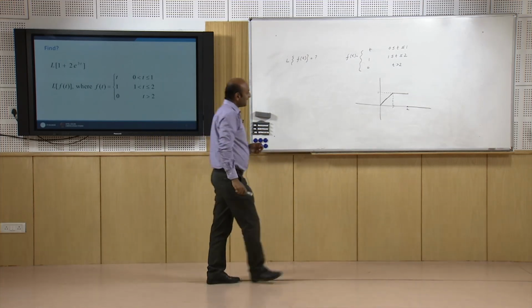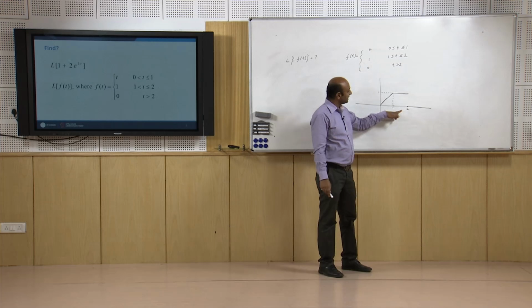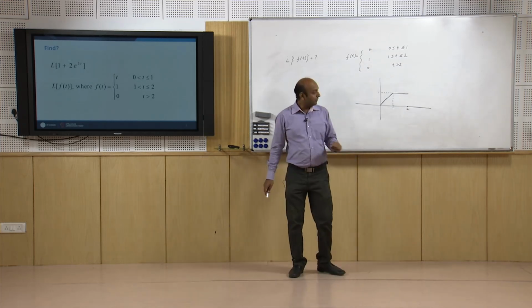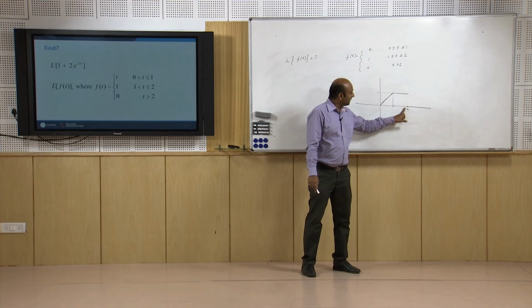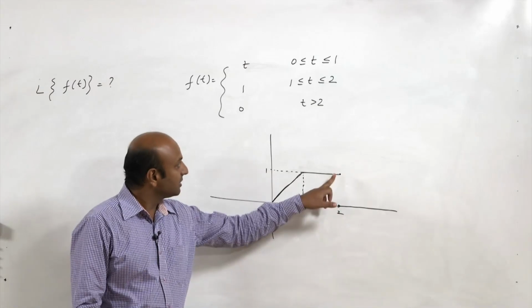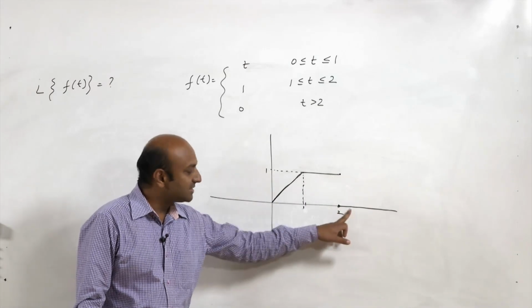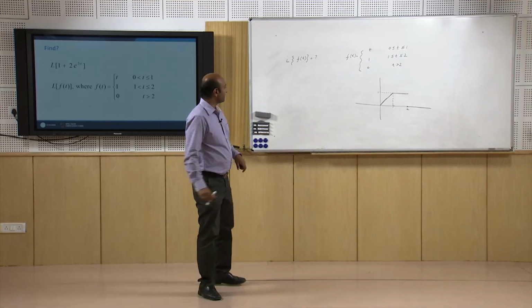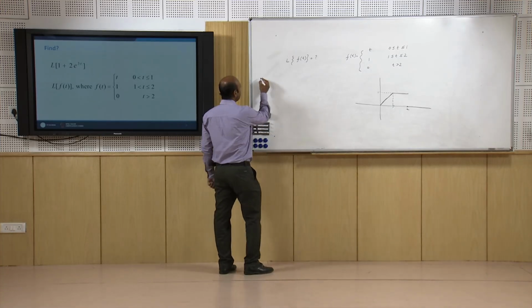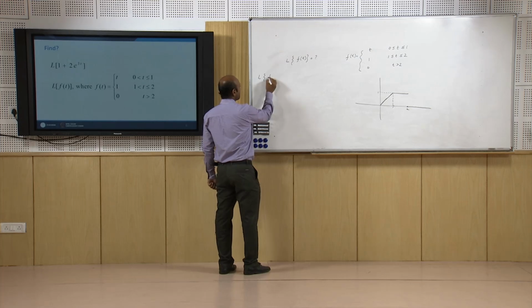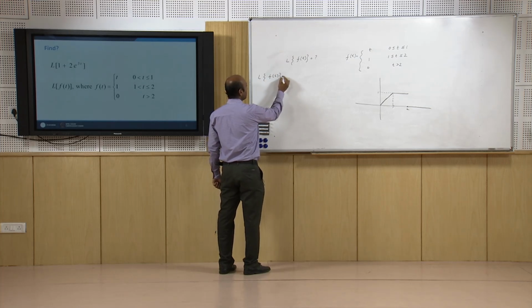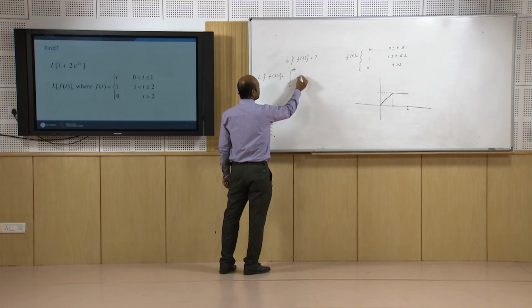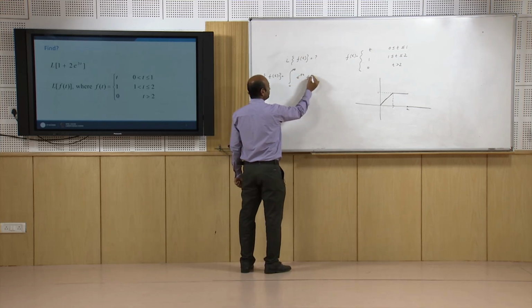So it is clear that this function is discontinuous at t equal to 2, because from the left side the value is 1 while from the right side the value is 0. However, its Laplace transform exists, and we can find it using the same definition. So Laplace transform of f(t) will be nothing but integral 0 to infinity e to the power minus pt f(t) dt.